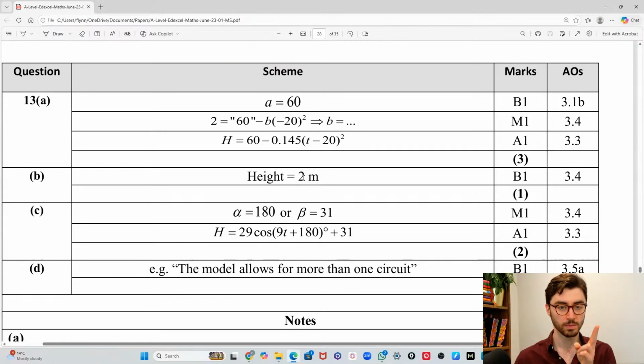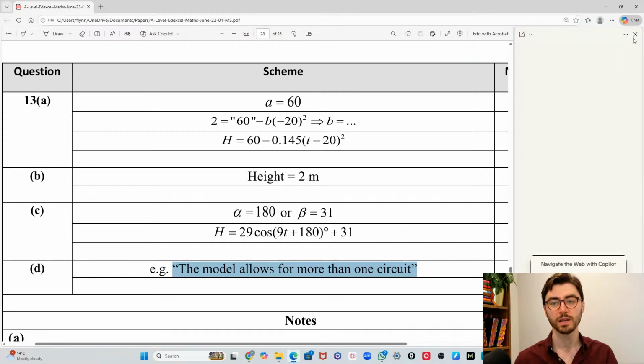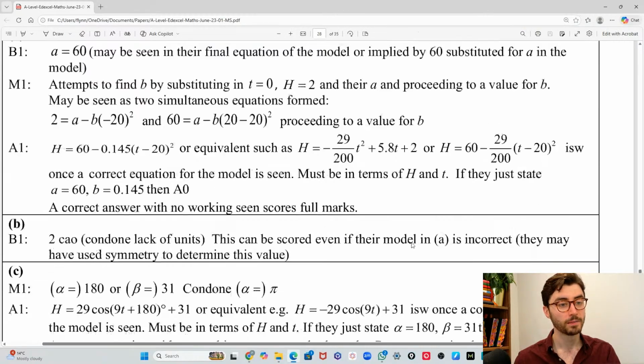Height is 2 at that time. Great, I got that. 31, 180. Nailed that. Oh, come off it. Why did I press a button? I should stop pressing buttons. Let's see what they want for D.